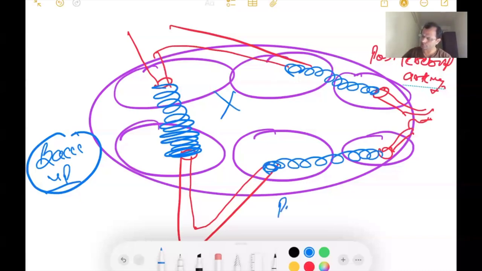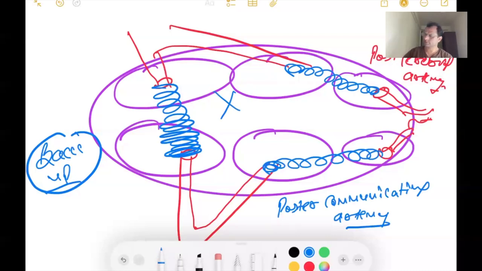So this is called the posterior communicating artery. The posterior communicating artery means from the posterior cerebral artery you are taking the blood and putting it in the middle one. This is the middle cerebral.